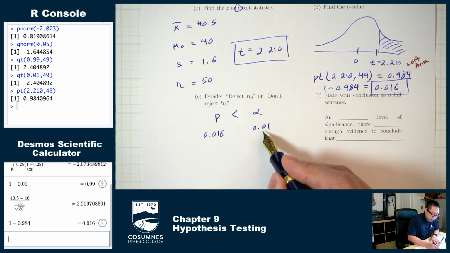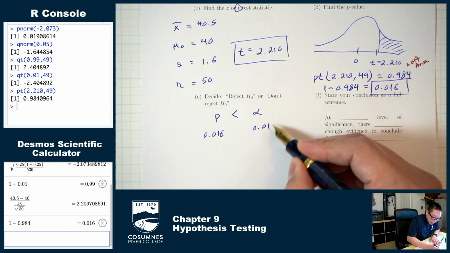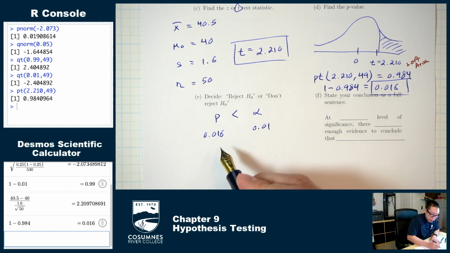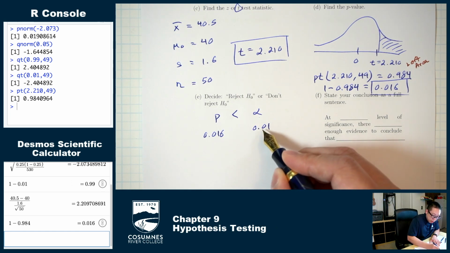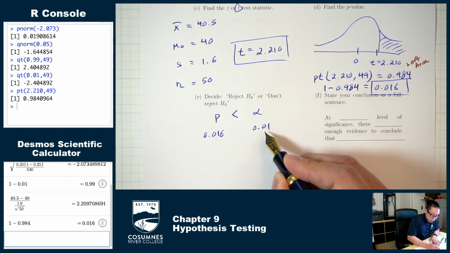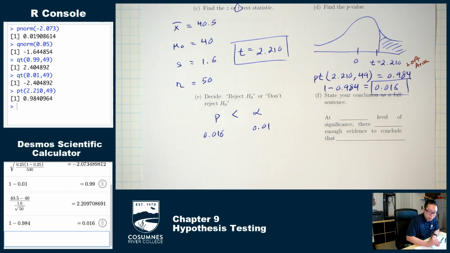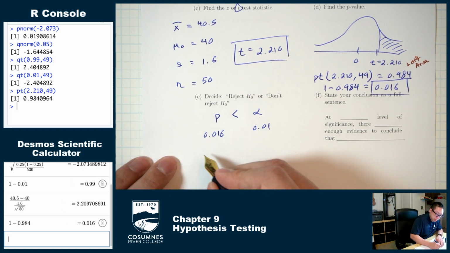0.016 is not less than 0.01. You need to add zeros so that it matches the number of decimal places. So 0.1 is really 0.10. So 0.10 versus 0.16. It's not less than, so this is a don't reject.